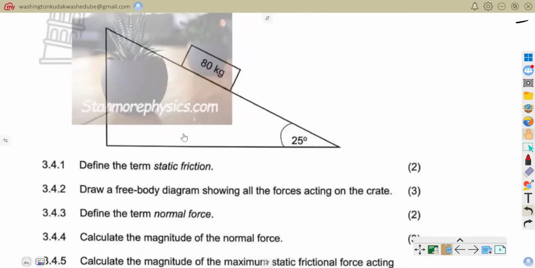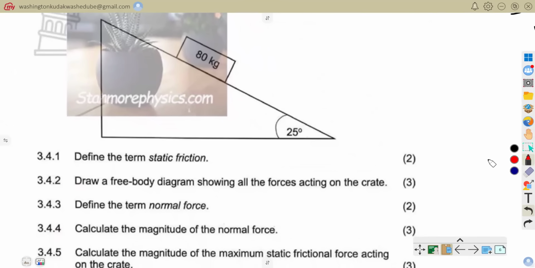Define the term static friction. Static friction, I can say, is the opposing force of motion on a stationary object.